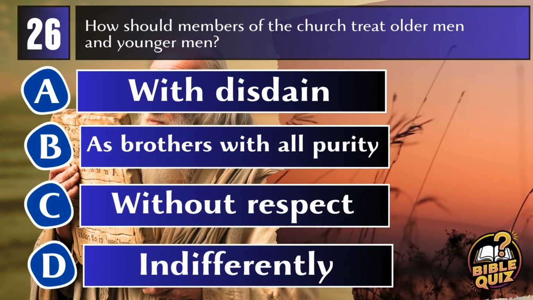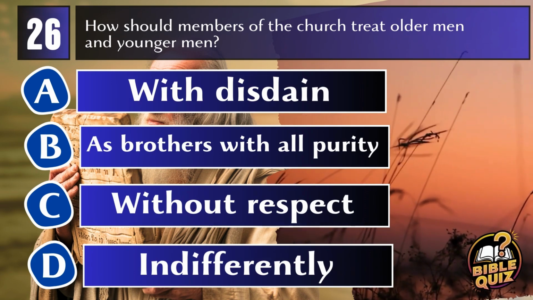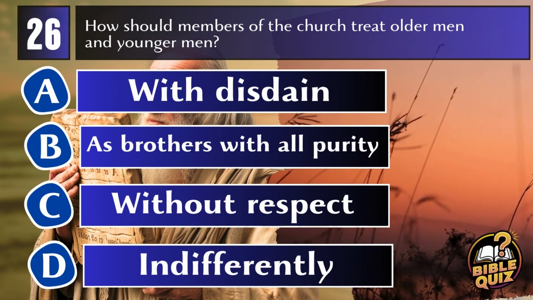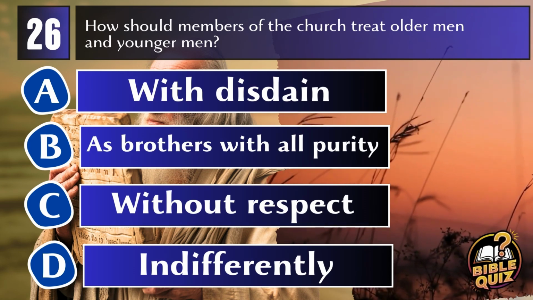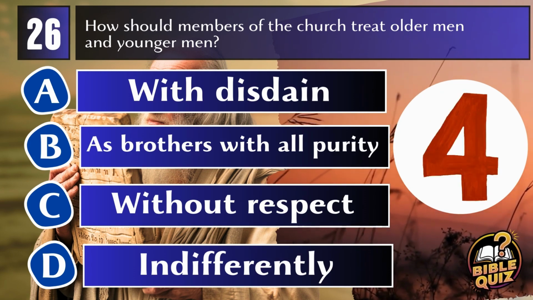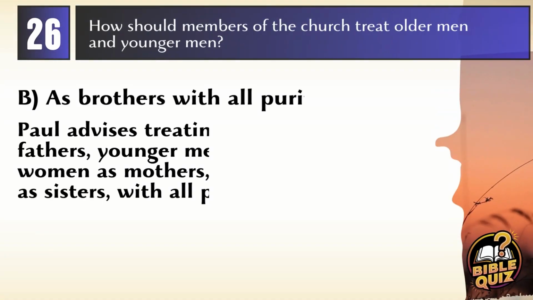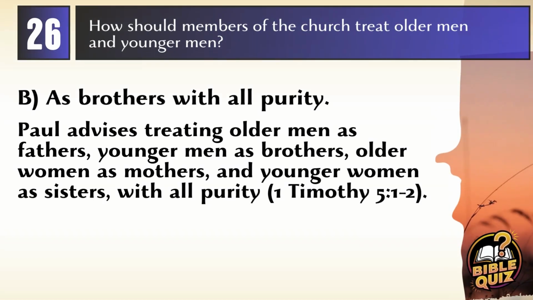Question 26. How should members of the church treat older men and younger men? A. With disdain. B. As brothers with all purity. C. Without respect. D. Indifferently. Answer B. As brothers with all purity. Paul instructs to treat older men as fathers, younger men as brothers, older women as mothers, and younger women as sisters, with all purity. 1 Timothy 5:1-2.